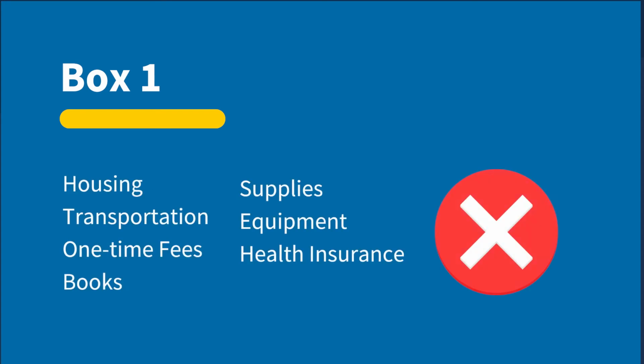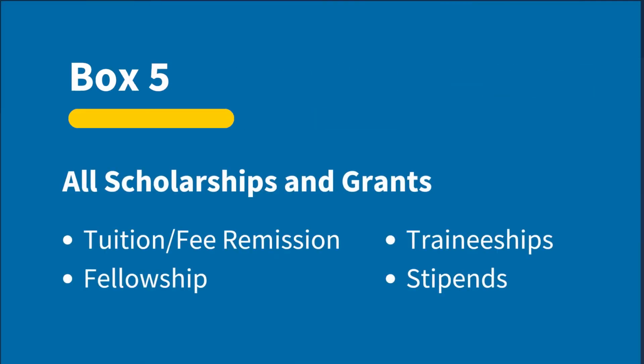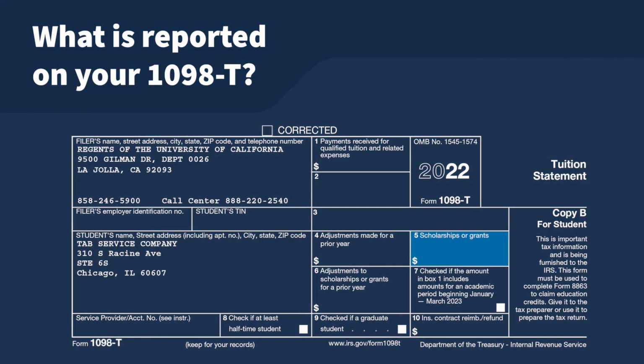The IRS does not consider the following items to be qualified education expenses: housing, transportation fees, one-time document fee, books, supplies, equipment, and health insurance. Box 5 includes all scholarships and grants awarded during the calendar year. Regardless of what it applies to, the total amount received is reported in Box 5. This box may also include tuition and fee remissions, fellowships, traineeships, and stipends.